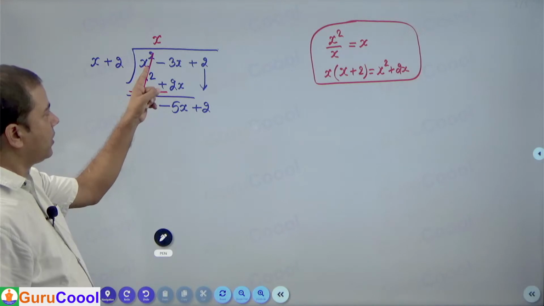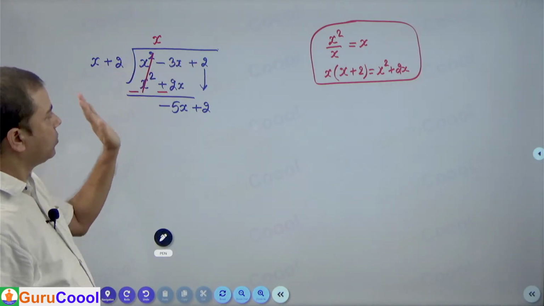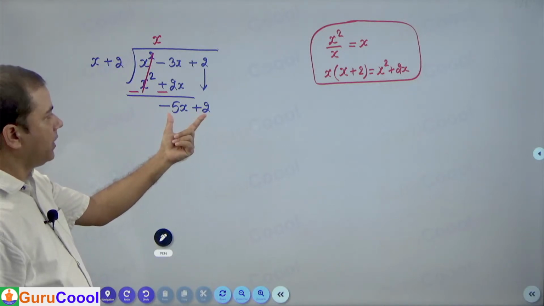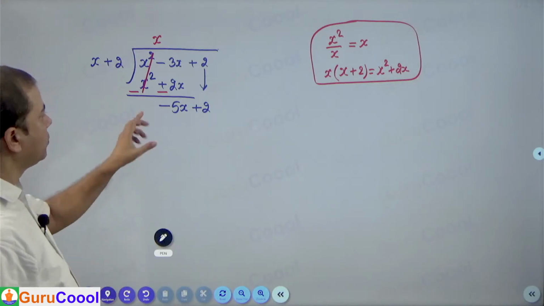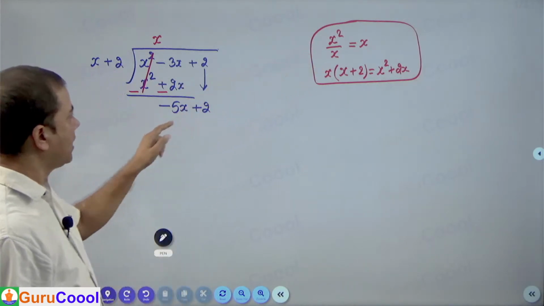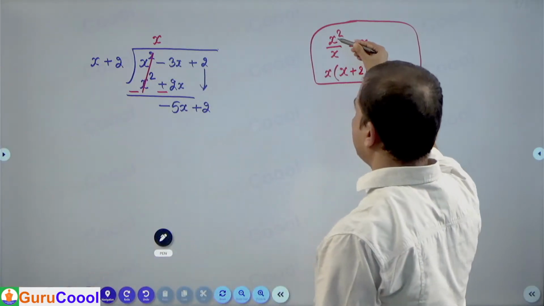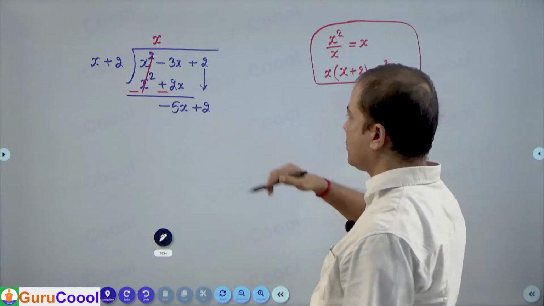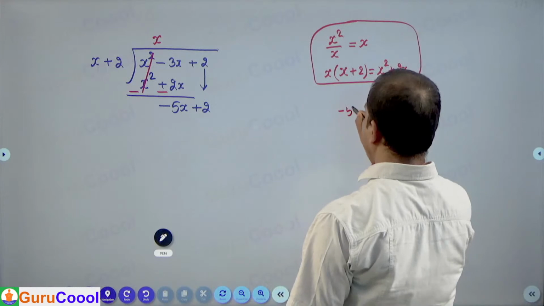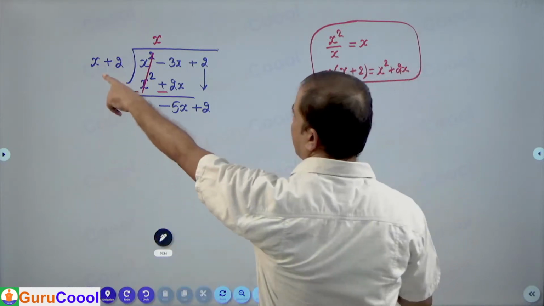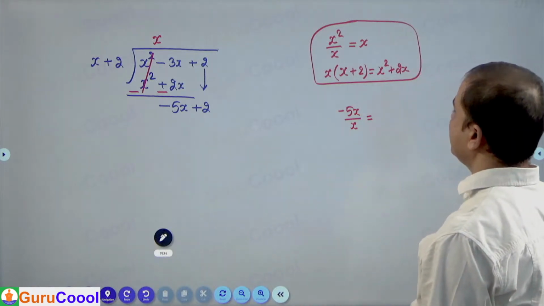So earlier our dividend was x square minus 3x plus 2, but that is gone. Now our new dividend is here, minus 5x plus 2. And we will do the same two steps for this as well. What was the first step we did? Division of first term by first term. Here also we will divide first term by first term. First term minus 5x by first term x. What is this? Minus 5.